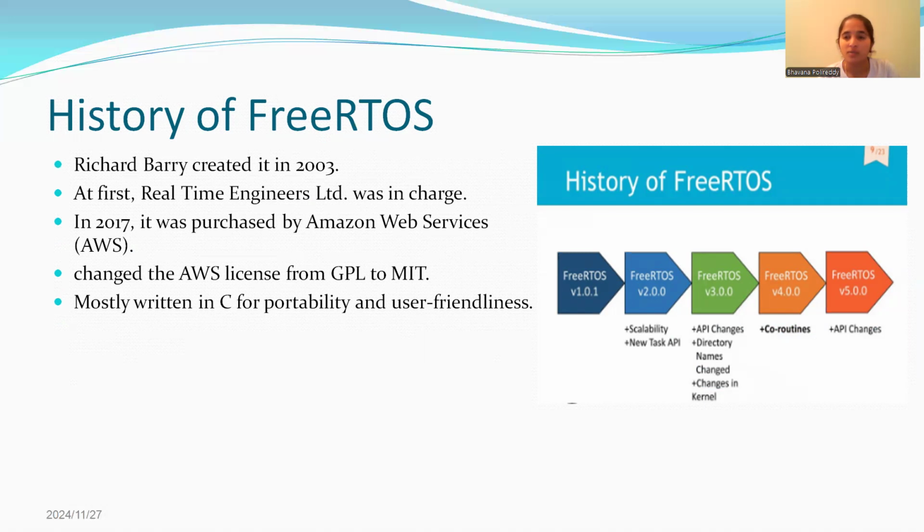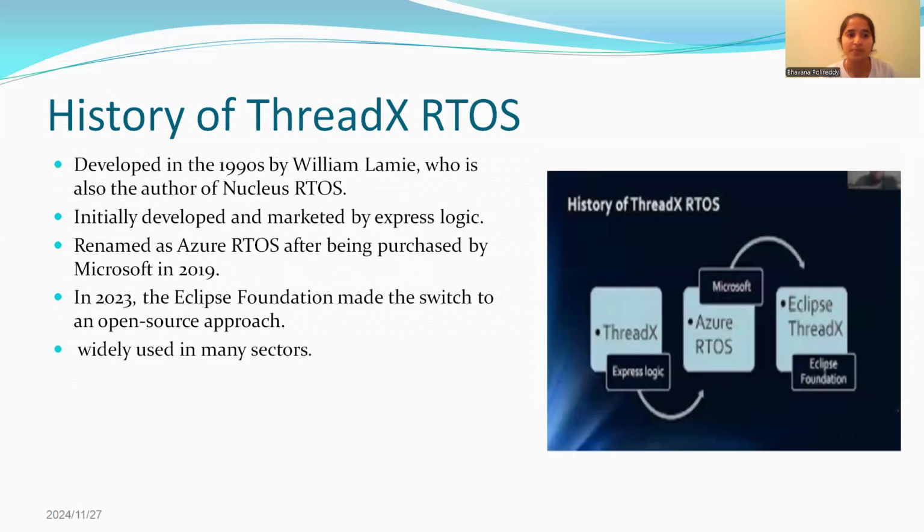Let's go and learn about the history of FreeRTOS. FreeRTOS was initially developed in 2003 by Richard Barry and Real Time Engineers Limited, a company which took charge of FreeRTOS, and then it was purchased by Amazon Web Services, AWS, in 2017. AWS also changed the license from GPL to MIT, and FreeRTOS is mostly written in C, so it is very user friendly, easy to learn and easy to use.